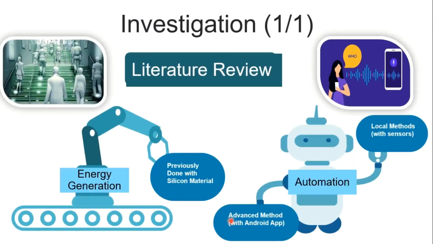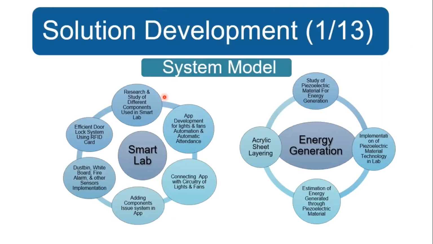These are the things which have been done before in the literature regarding automation and energy generation. Automation is not a new thing, but automating a lab has not been done yet. Previously, automation was done using local methods and sensors. The same goes for energy generation, which was previously done with silicon material. Core system model for all these issues.